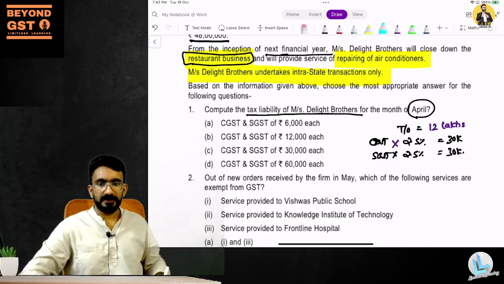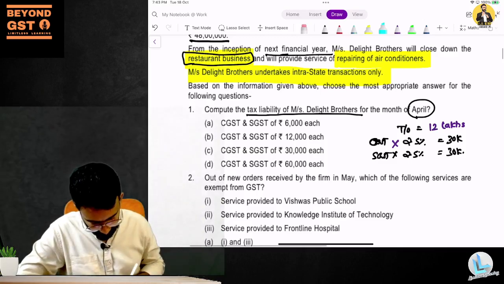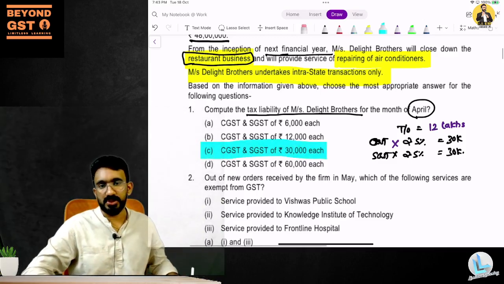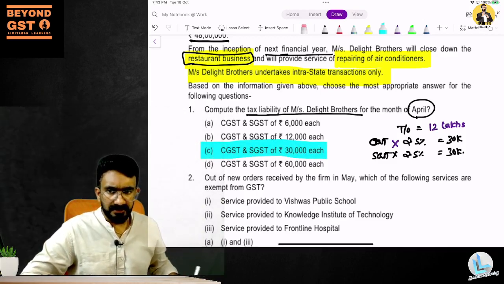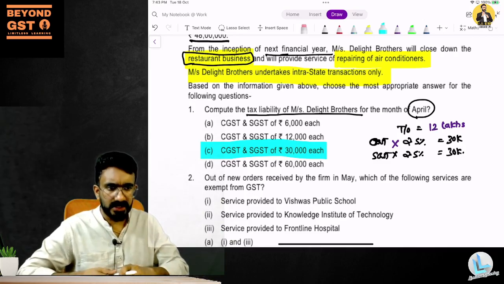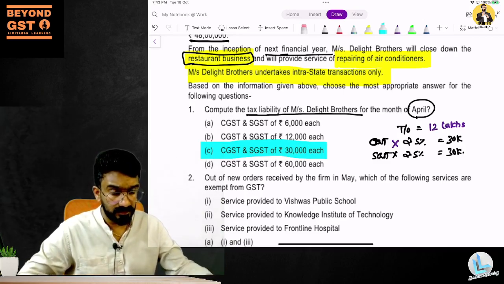Which option is correct? Option C is the correct answer. CGST, SGST, 30,000 each. Everybody, is this clear? Can I have a quick yes on the chat box if this is clear for all of you?